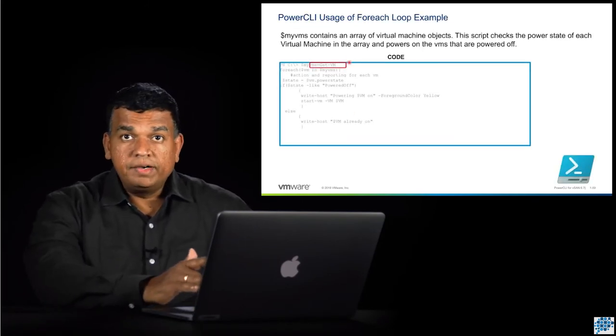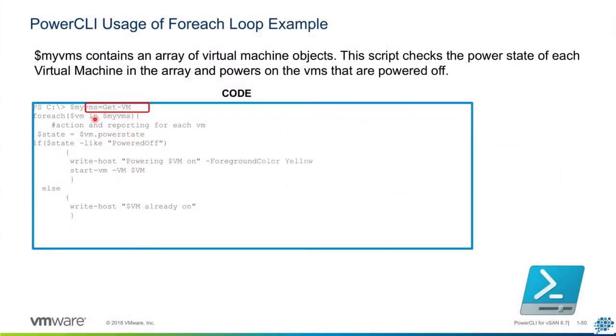Just like we did with the numbers, what I'm doing here is saying $myVMs equals Get-VM. Basically Get-VM will pull out the virtual machines in the environment, and I am storing them in a variable called myVMs. You have to understand very clearly here that myVMs is now being considered an array of virtual machines. So it does not contain one value, it contains multiple values. If I have 10 virtual machines, myVMs will contain all 10 virtual machines in the form of an array.